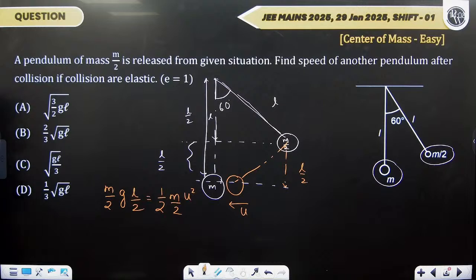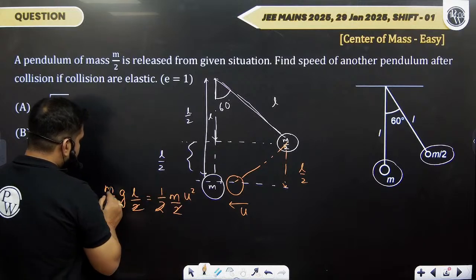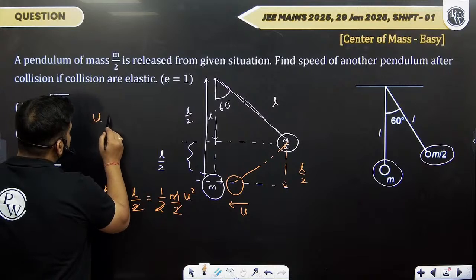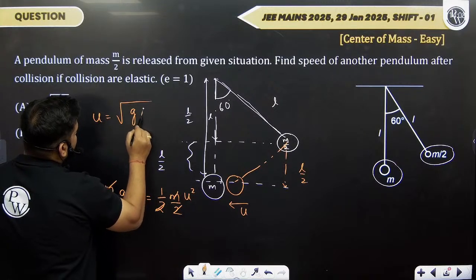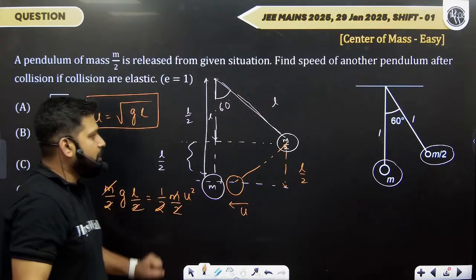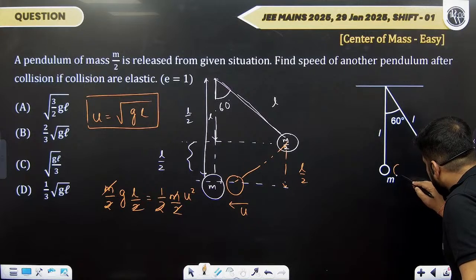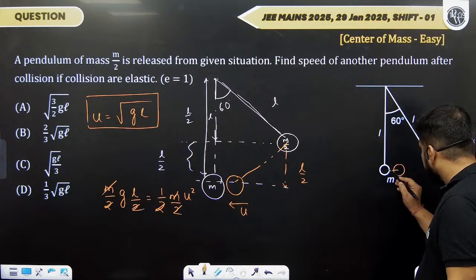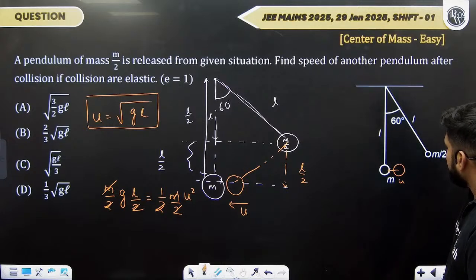Correct? Okay, so we can cancel off. You can see this is 4 and 4, we can cancel this off. We can also cancel this m over here. So from here u is equal to root gl. We have got the value of u. Great. The first part of the question is sorted, which means that when this mass is coming right over here just before collision, it is moving with a velocity u, equal to root gl.